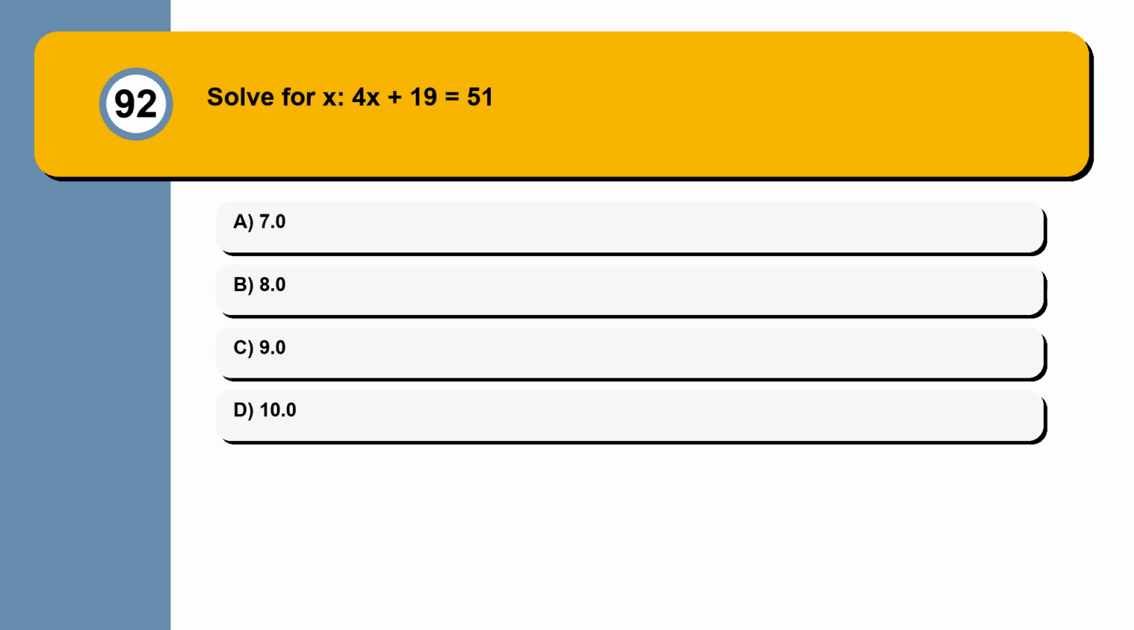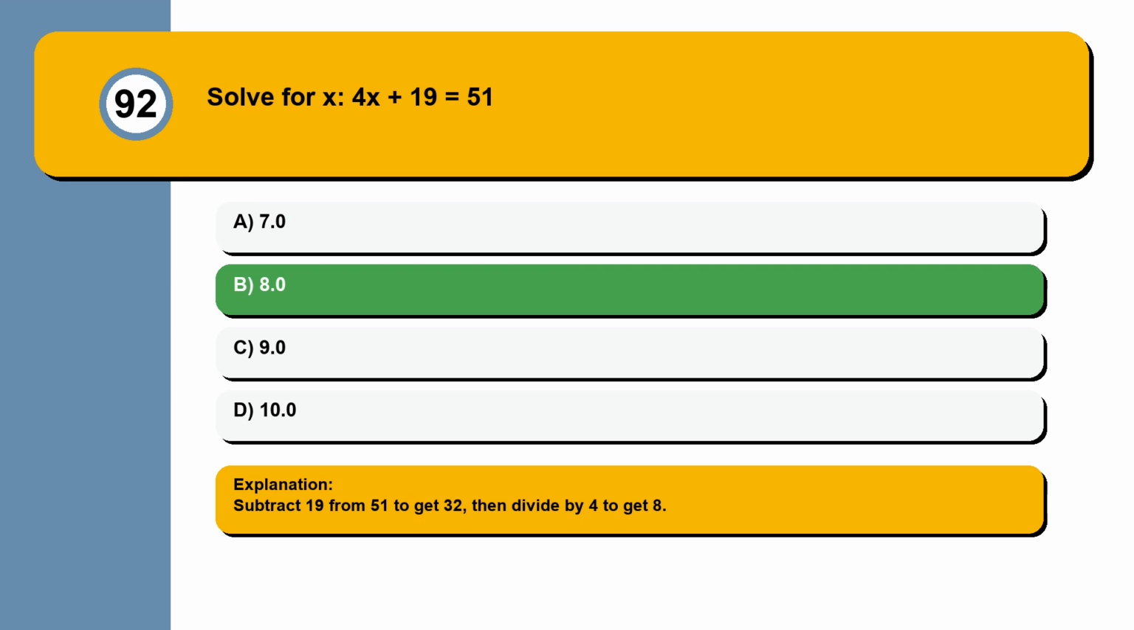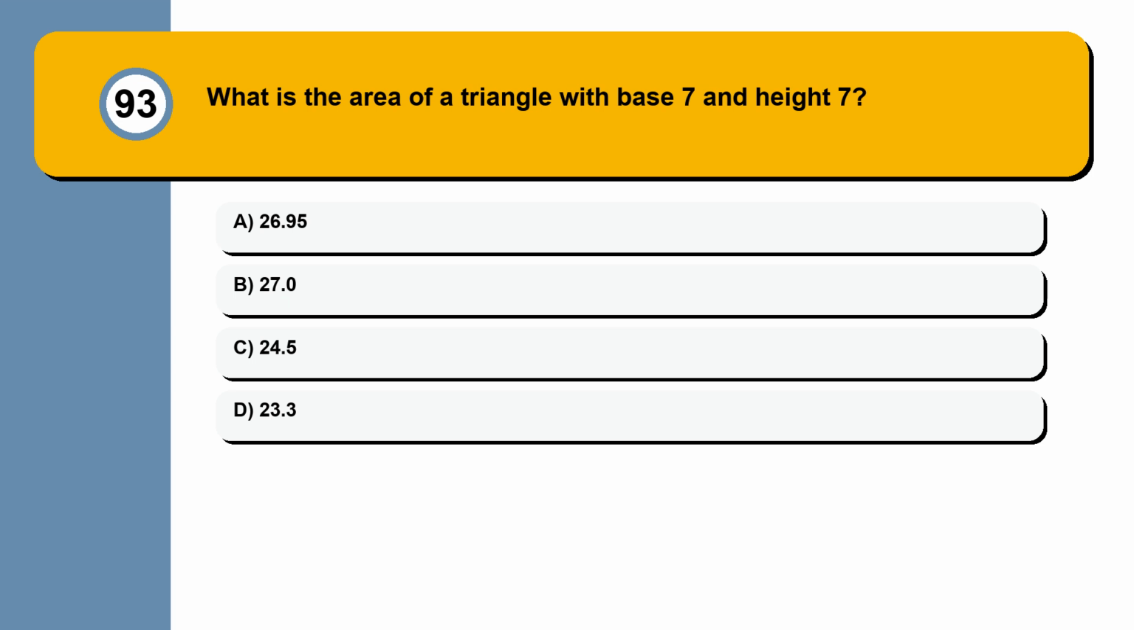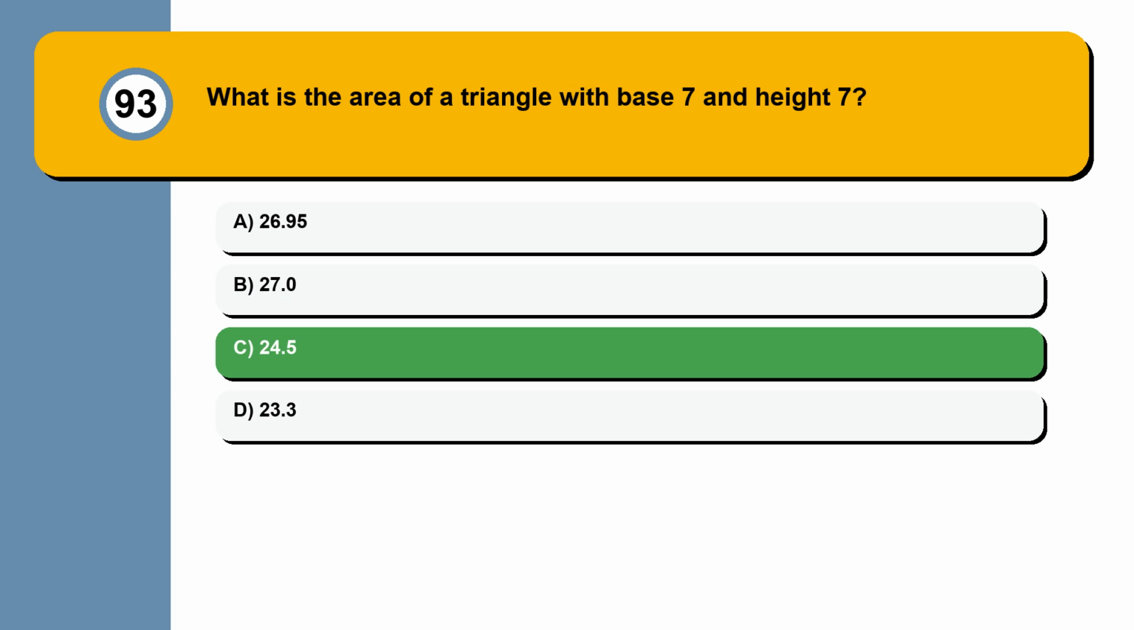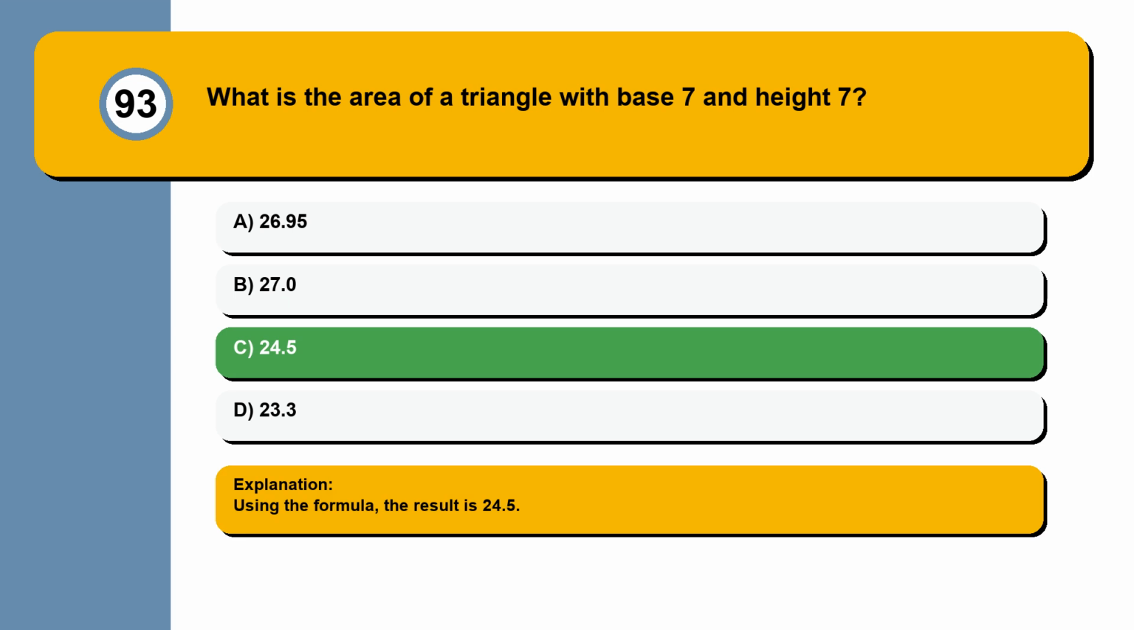Question 92. Solve for x: 4x plus 19 equals 51. 7.0, 8.0, 9.0, 10.0. Subtract 19 from 51 to get 32, then divide by 4 to get 8. Question 93. What is the area of a triangle with base 7 and height 7? 26.95, 27.0, 24.5, 23.3. Using the formula, the result is 24.5.